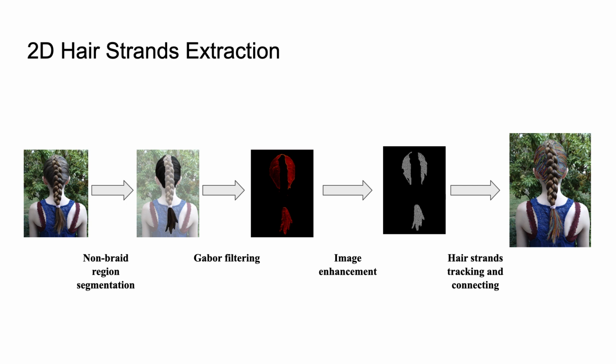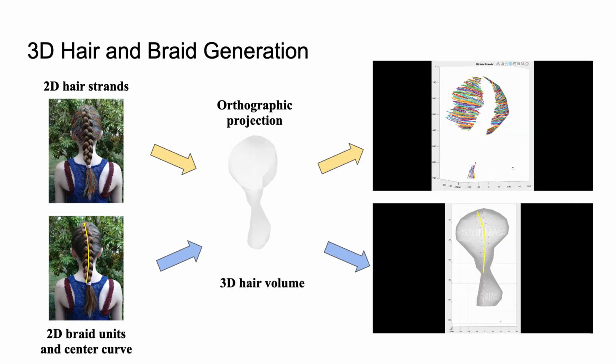However, some of the extracted hair strand segments are short, so we apply a grow and connect technique to obtain longer hair strands. Finally, we use a spline with 20 contour points to represent each hair strand segment. Recovering a 3D volume from a single image is an ill-posed problem. It is especially difficult in our case, since the braid is usually at the back of the head.